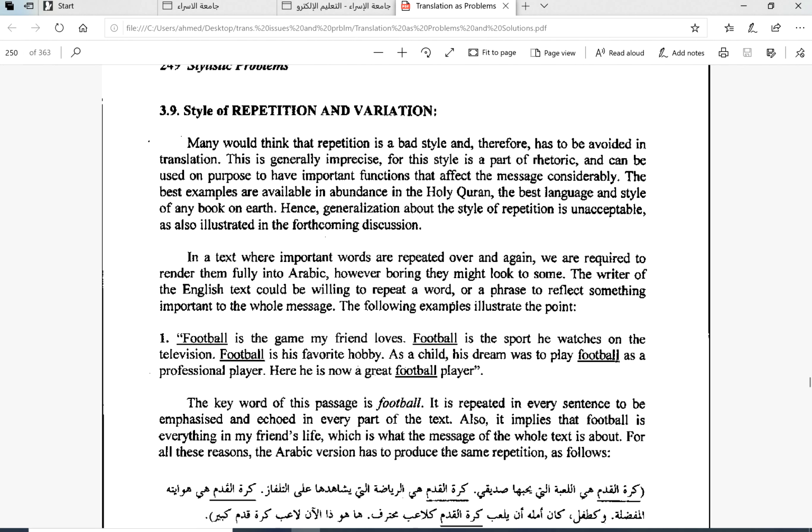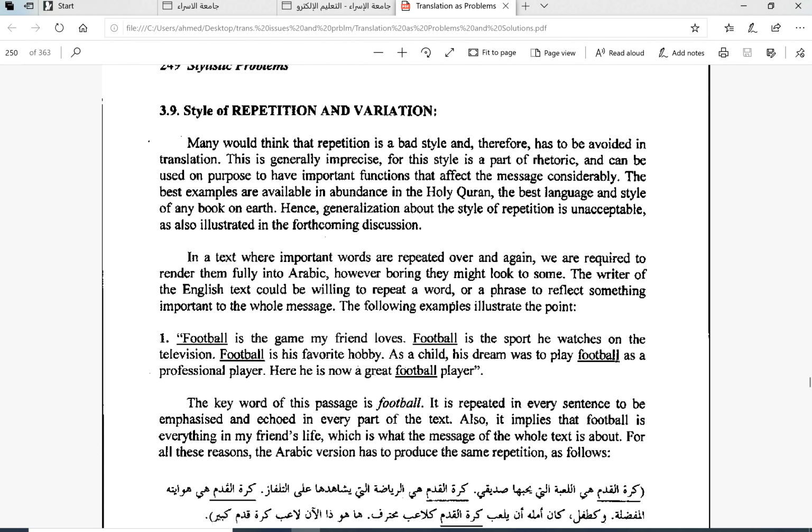The next one is 3.9, we're talking about repetition and variation. Many would think that repetition is a bad style and therefore has to be avoided in translation. This is generally imprecise, for this style is a part of rhetoric and can be used on purpose to have important functions that affect the message considerably.